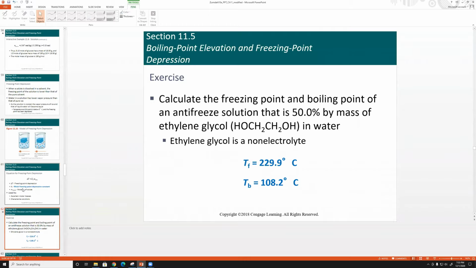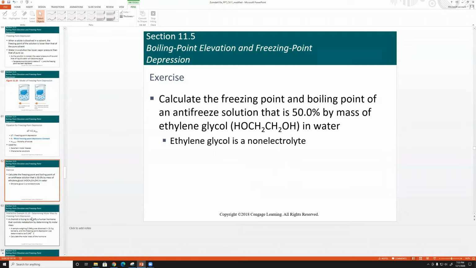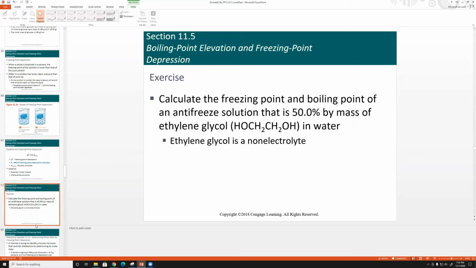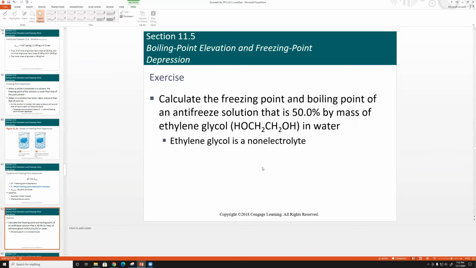Okay, so calculate the freezing point and the boiling point of antifreeze that is 50% by mass ethylene glycol in water. Let's just get rid of these answers. Okay, so you obviously know the answers now, but I'll give you a couple minutes to figure that out.